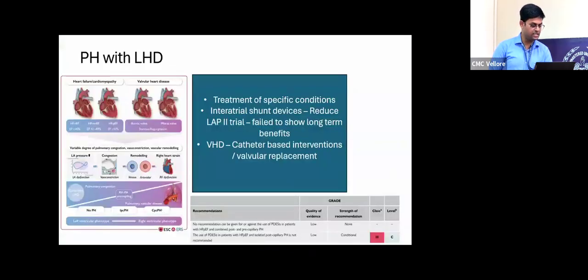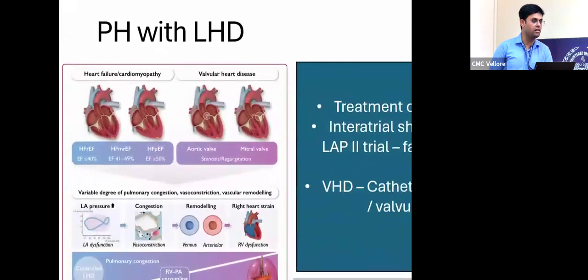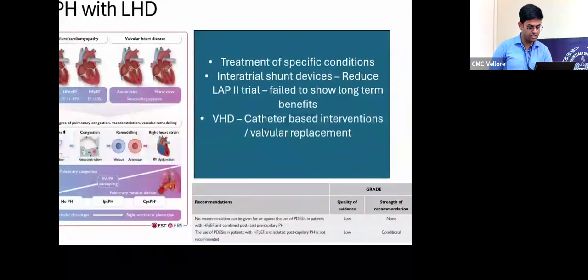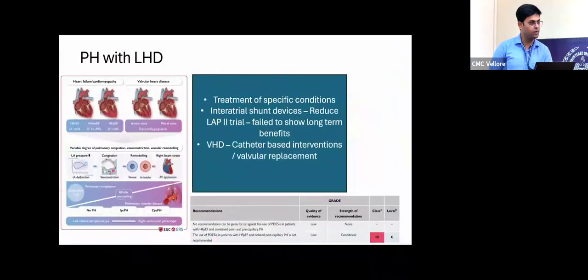PH with left heart disease, mostly patients will have valvular heart disease with associated LV dysfunction. They present to you with pulmonary hypertension. One important thing I want to emphasize is that treating those patients with phosphodiesterase inhibitors is a class 3 recommendation. We see so many patients referred to us from outside with a pulmonary hypertension diagnosis just being on sildenafil. It will potentially worsen those conditions. Treatment for the specific condition is what is needed. There were recent trials like the REDUCE LAP-2 trial where they tried interatrial shunts. They put a device across the interatrial septum.